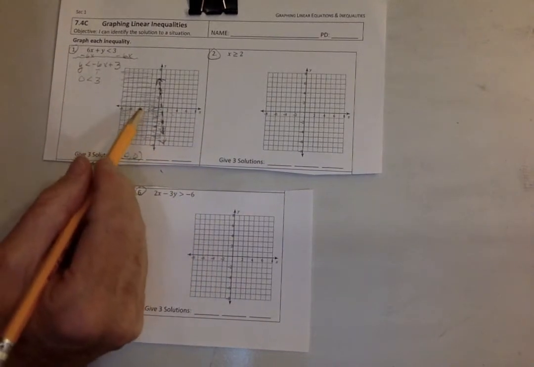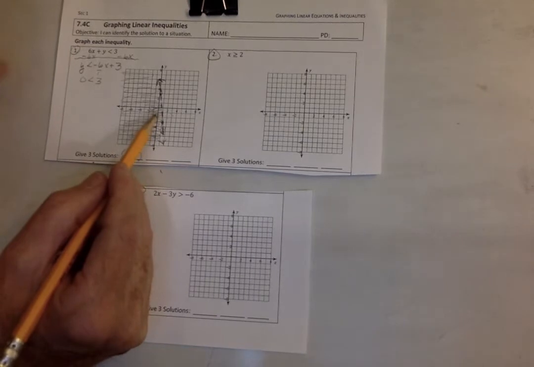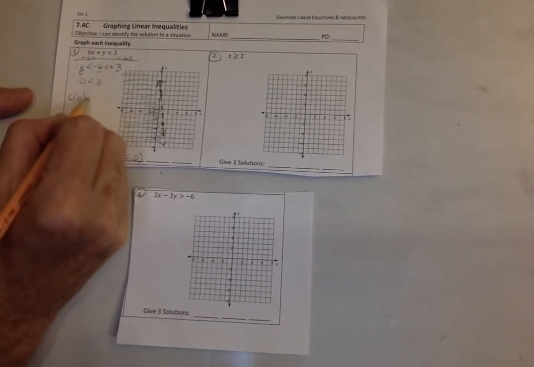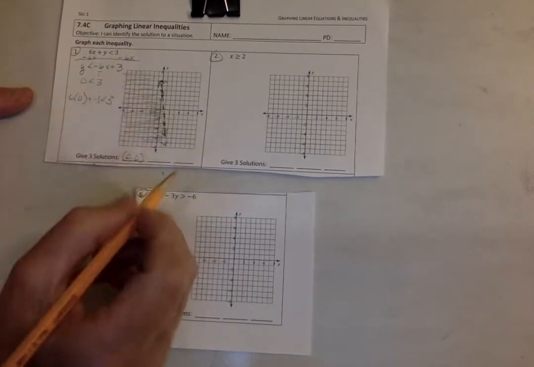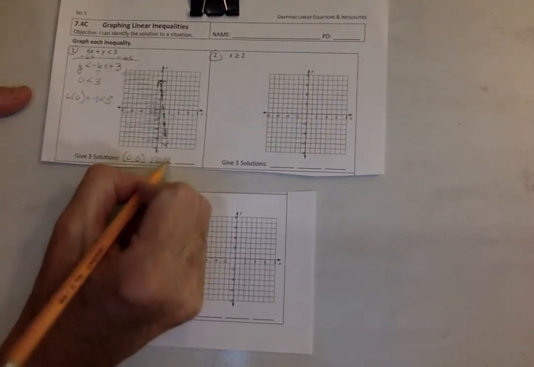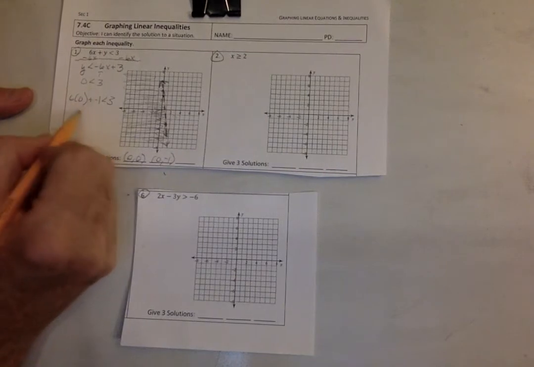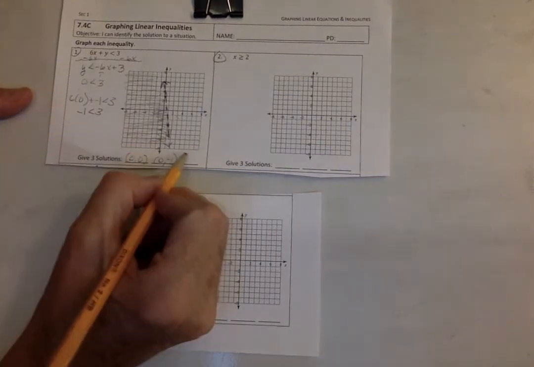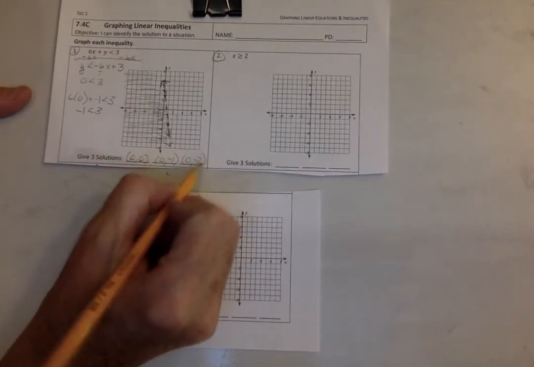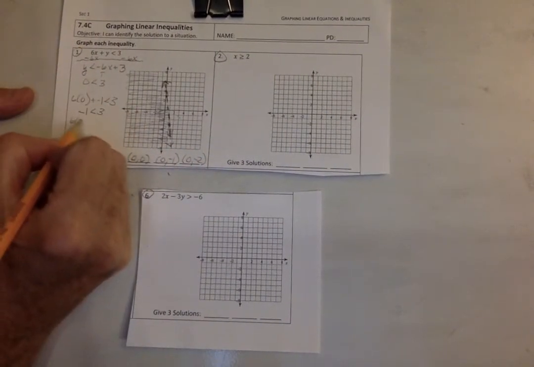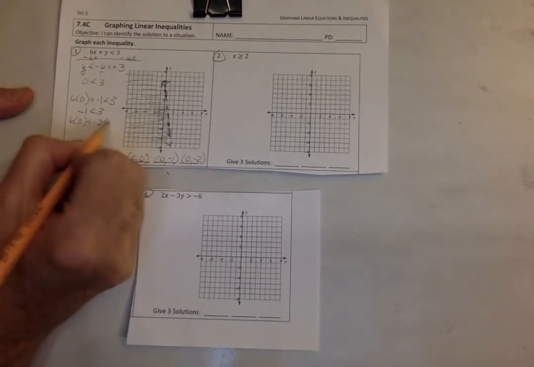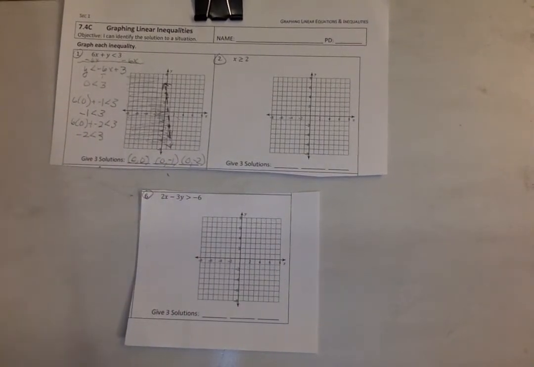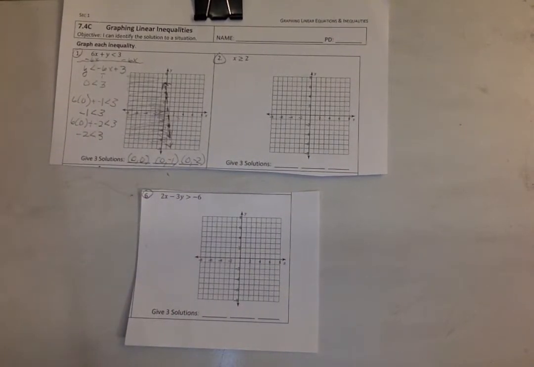Next, I could put in 0, negative 1. So if I put 0 in, 6 times 0 plus negative 1, is that less than 3? So 0, that's negative 1. Is that less than 3? Yep. Okay. And I could also put in 0, negative 2. 6 times 0 plus negative 2, is that less than 3? Negative 2 is less than 3, so that works. So there are 3 points that will work for that graph. Okay?